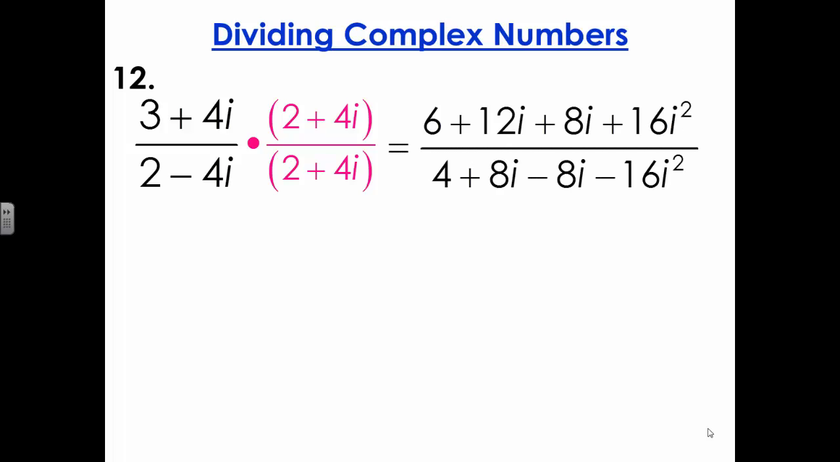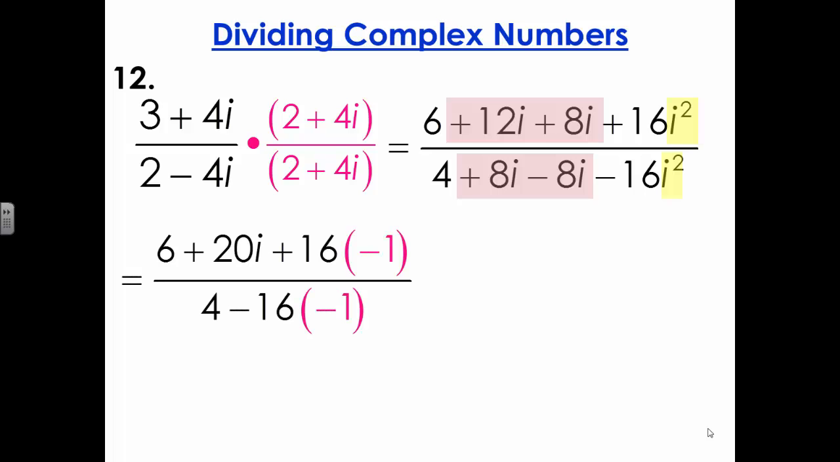You have a lot of terms to work with. We're going to combine our like terms and take care of that i squared by replacing it with parentheses negative 1. We have the same thing to take care of in the denominator. You can clean up the top and the bottom one more step by multiplying the 16s times those negative 1.